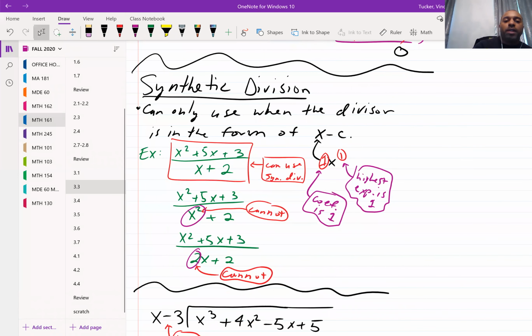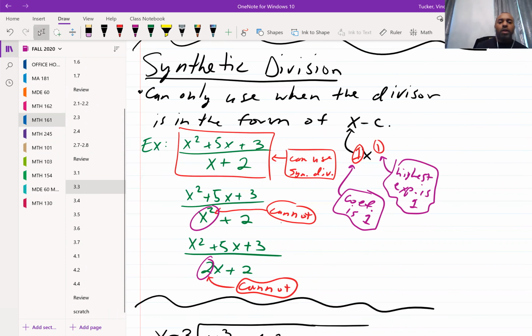All right, so synthetic division. It's a type of division. It's not long division, of course. Long division is long division. So we can only use this though when our divisor is in this form.